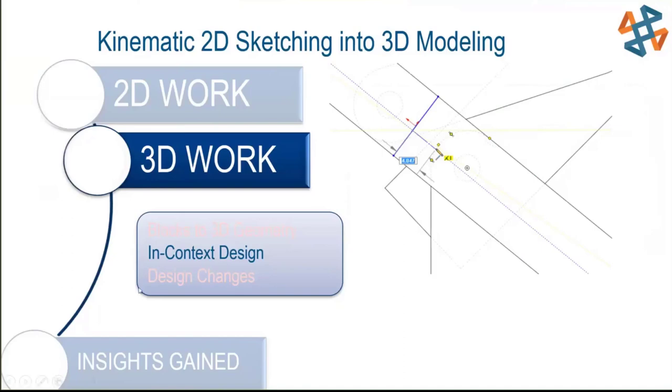So like we say here in this example we see on the screen, we need to maintain a clearance between those two parts. We can dimension the one part off of the other, to help give us that design intent that we're looking for.